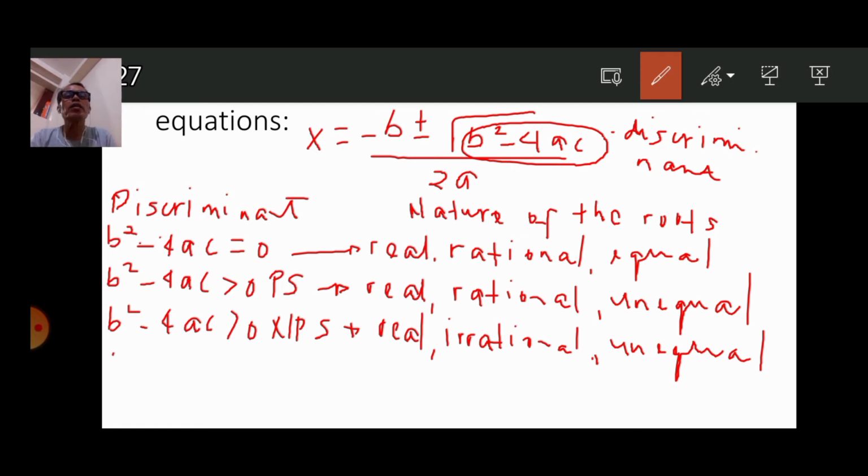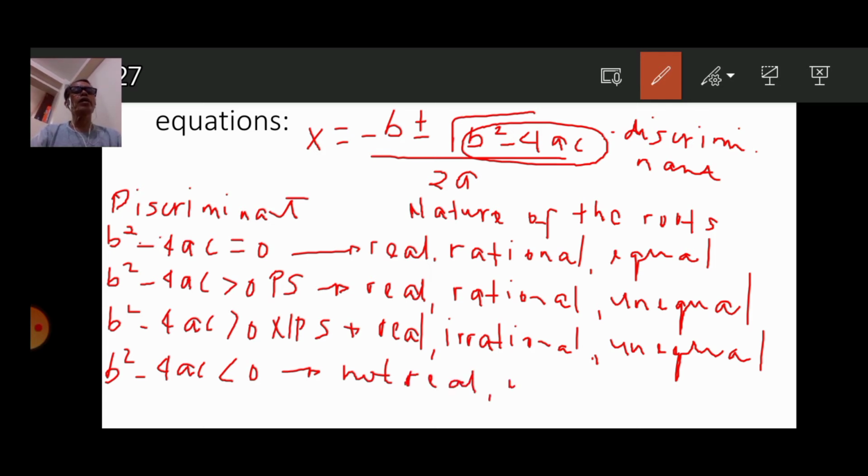And if the discriminant b squared minus 4ac is less than 0, the nature of the roots of the quadratic equation are not real and unequal. Okay, so let's review. If the discriminant b squared minus 4ac is equal to 0, the nature of the roots of the quadratic equation are real, rational, and equal.